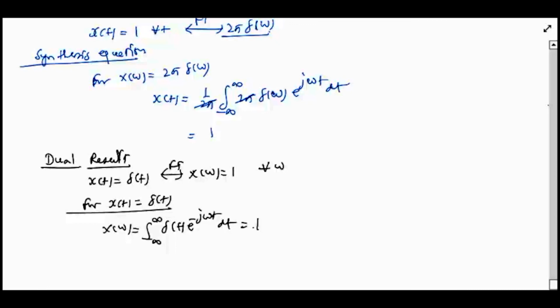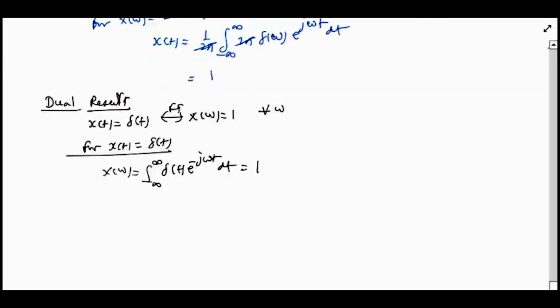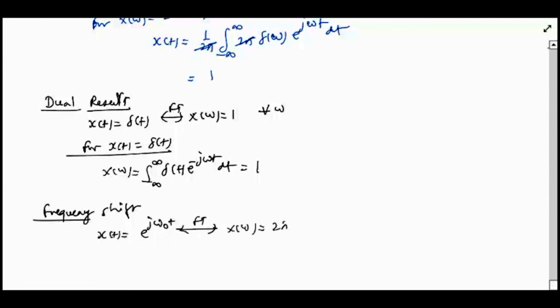Okay. Now we can use the frequency shift property to derive a generalization of the above relation. If we do a frequency shift to get x(t) equals e^(j omega naught t), then its Fourier transform turns out to be X(omega) equals 2 pi delta(omega minus omega naught). Okay, so this is a more general result. Now let's see a few of the implications of this result, a few of the uses of this result.